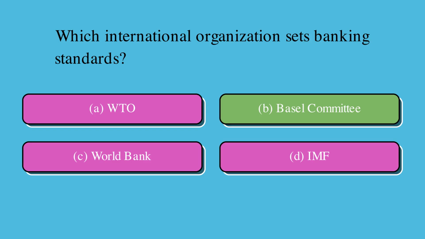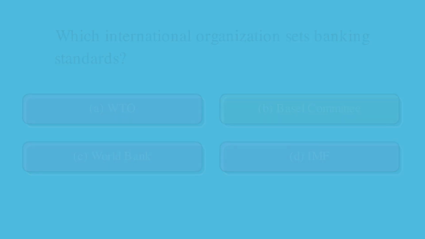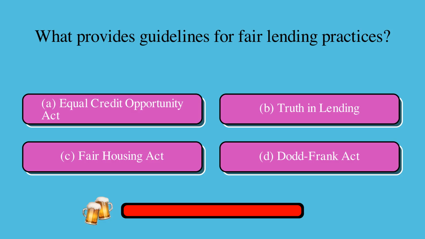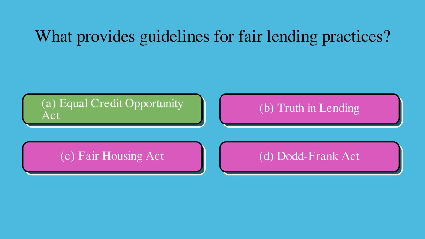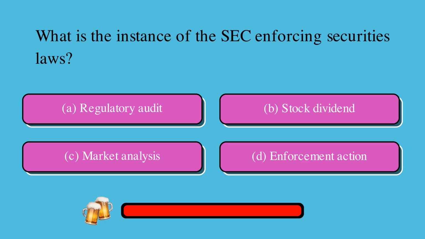Basel Committee. What provides guidelines for fair lending practices? Is it A, Equal Credit Opportunity Act, B, Truth in Lending, C, Fair Housing Act, or D, Dodd-Frank Act? The correct answer is A, Equal Credit Opportunity Act. What is the instance of the SEC enforcing securities laws? Is it A, regulatory audit, B, stock dividend, C, market analysis, or D, enforcement action? The correct answer is D, enforcement action.